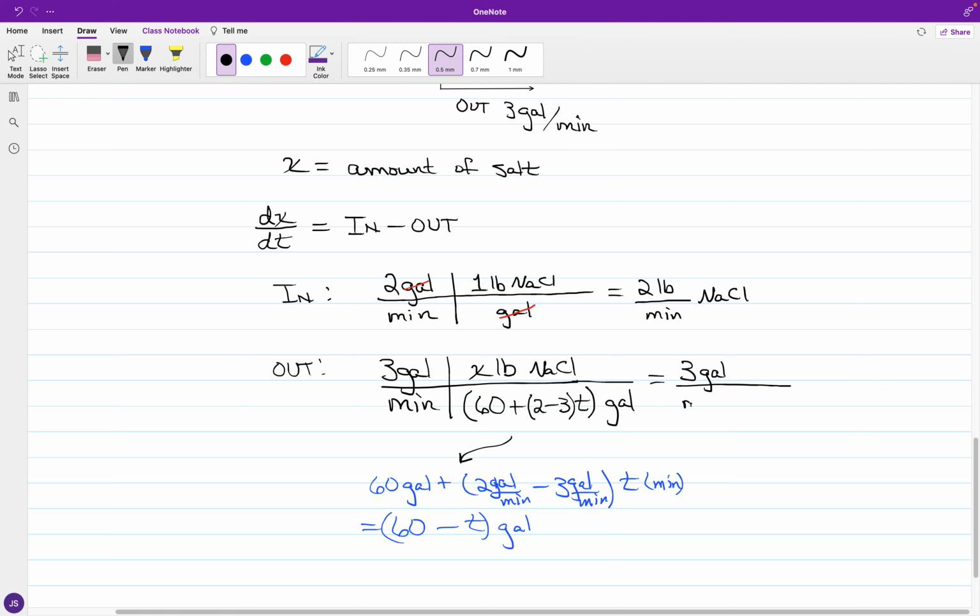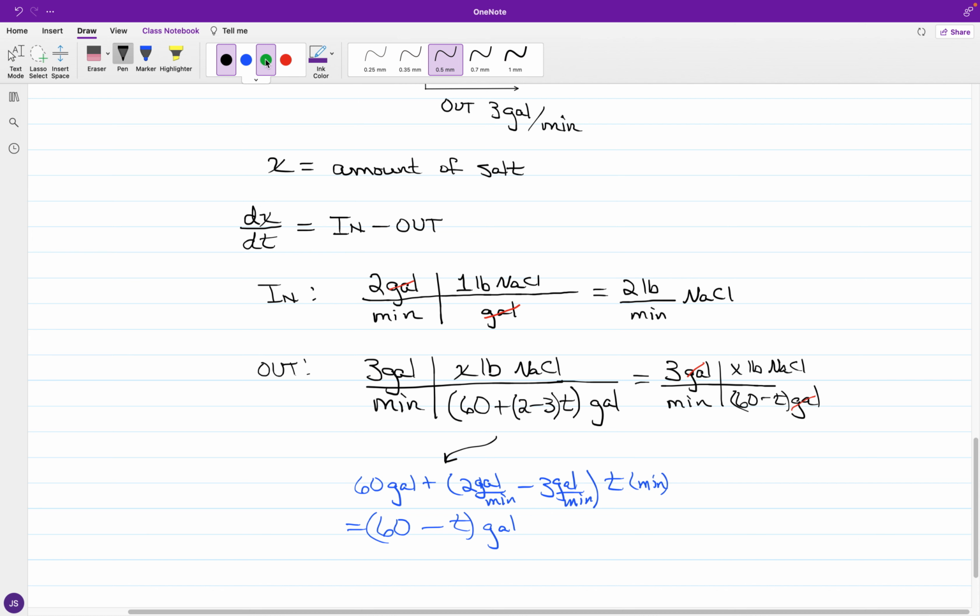So again, we have 3 gallons per minute. And you have X pounds of sodium chloride over 60 minus T number of gallons. Once again, applying the unit cancellation. So we're going to have 3x pounds of salt over 60 minus T minutes.